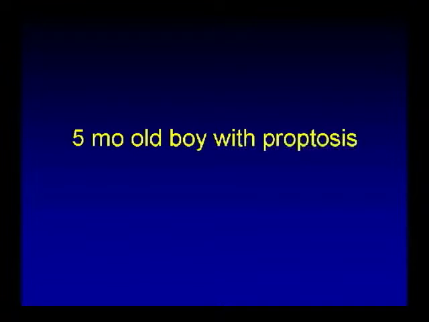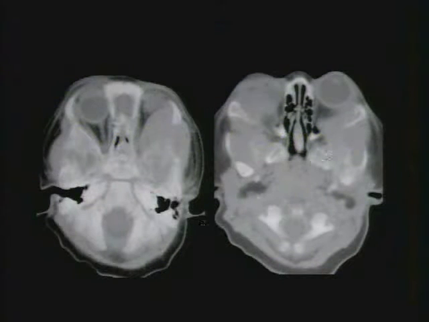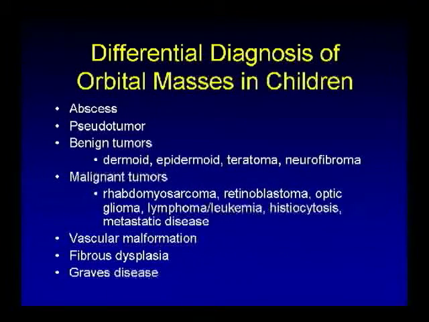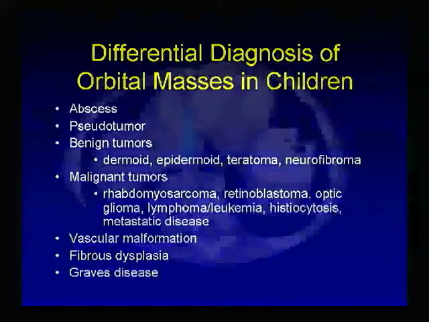5-month-old boy with proptosis, we can see that the patient has multiple periorbital masses on both sides, along with bony destruction. The differential diagnosis of orbital masses overall in kids is very extensive. There can be inflammatory lesions, there can be tumor lesions that can be benign or malignant. You can have vascular malformations, you could have bony maldevelopment, and then you can get proptosis from Graves' disease.